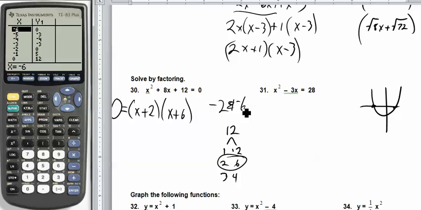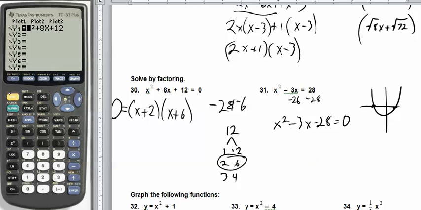Alright, on 31, we've got to get everything on one side of the equation so it's equal to 0 to solve it, right? So this is plus 28 on this side. So we're going to subtract 28 from both sides. And remember, those don't add together. So it's just going to be x squared minus 3x minus 28 equals 0.